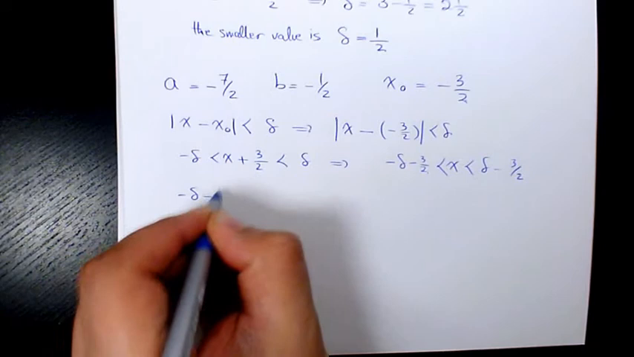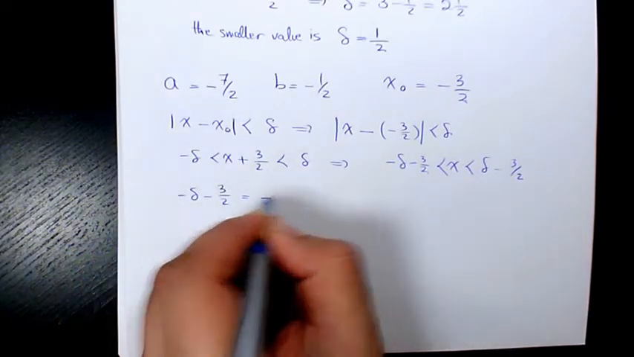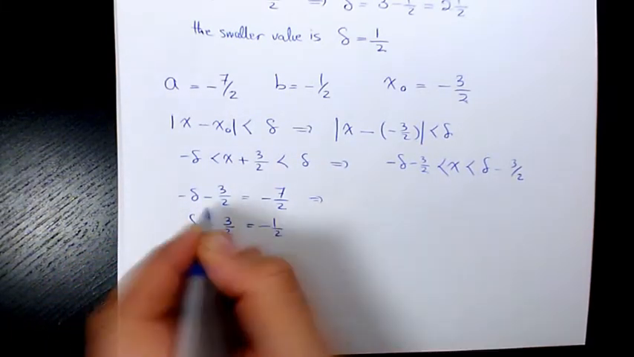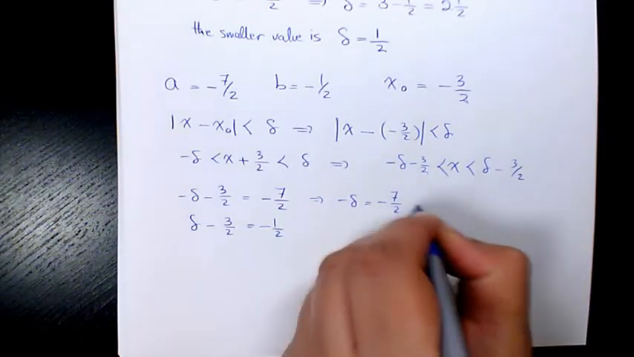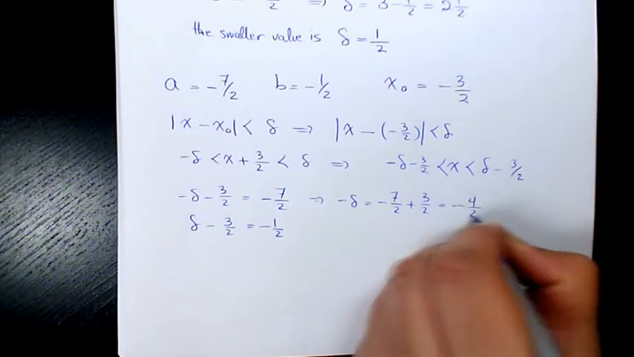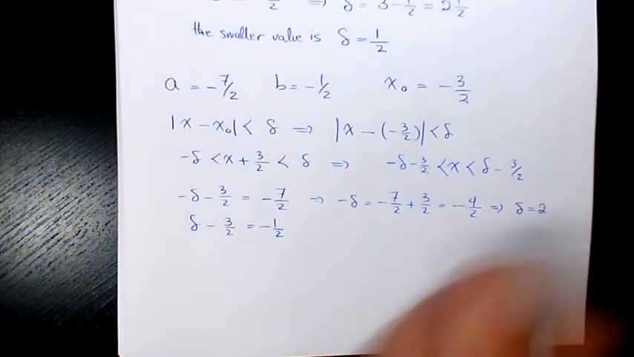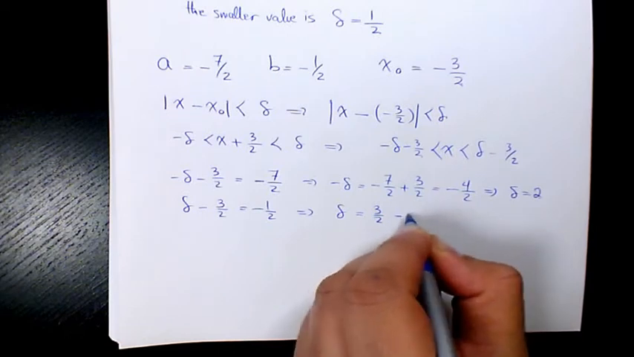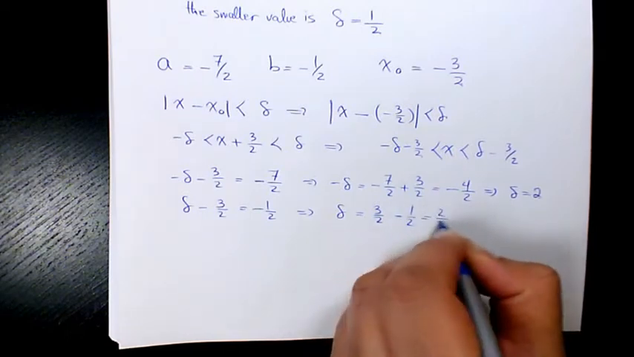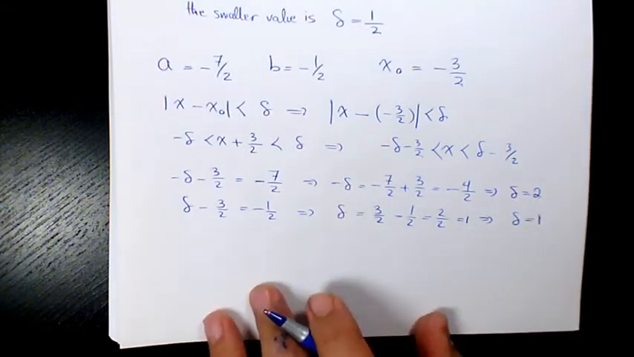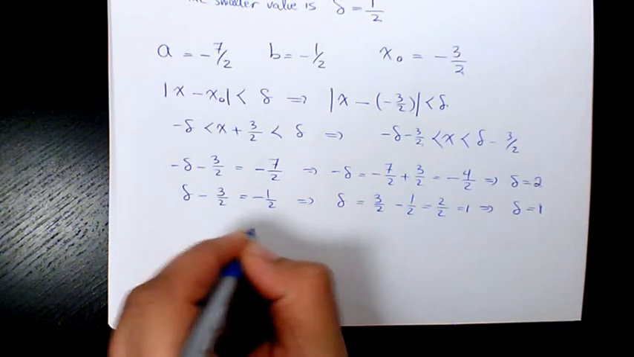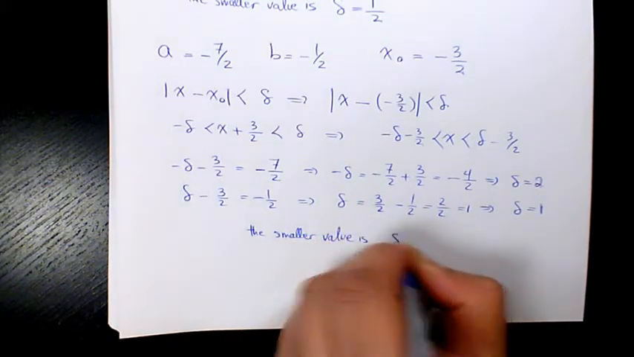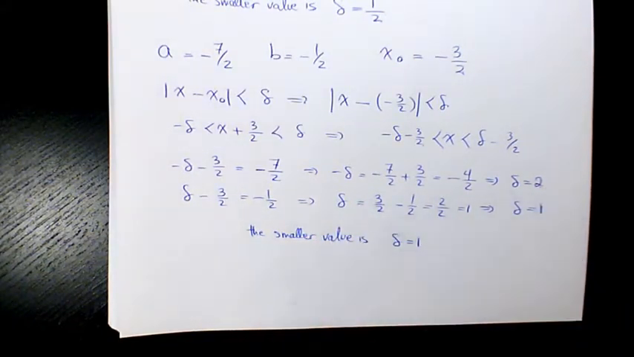So we have negative delta minus 3 over 2 equals negative 7 over 2, and delta minus 3 over 2 equals negative 1 over 2. So here negative delta equals negative 7 over 2 plus 3 over 2, which is negative 4 over 2, which means that delta is 2. Here delta is 3 over 2 minus 1 over 2, which is 2 over 2, which is 1. So delta is going to be 1. And the smaller value is delta equals 1, because 1 is smaller than 2.